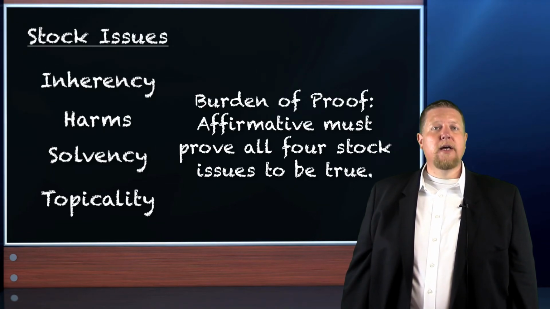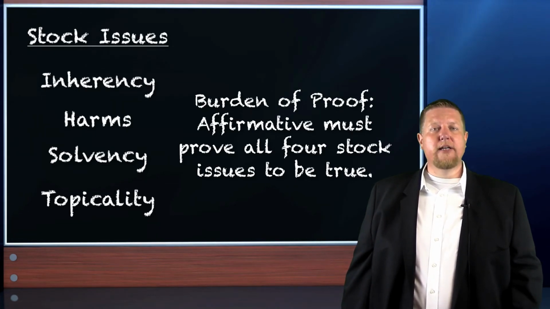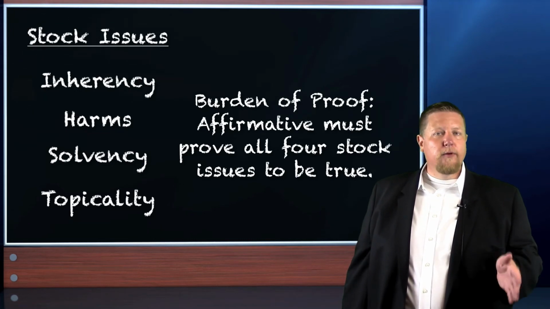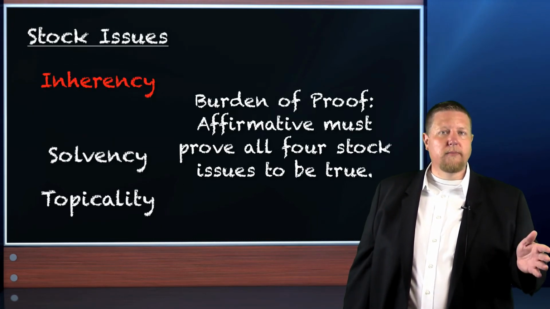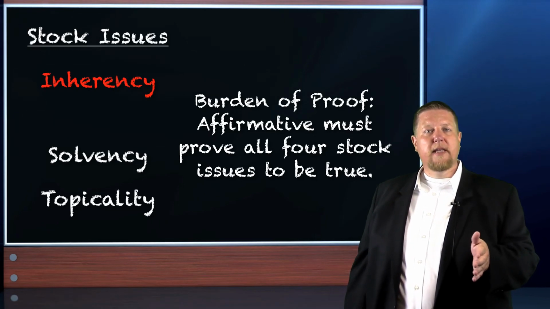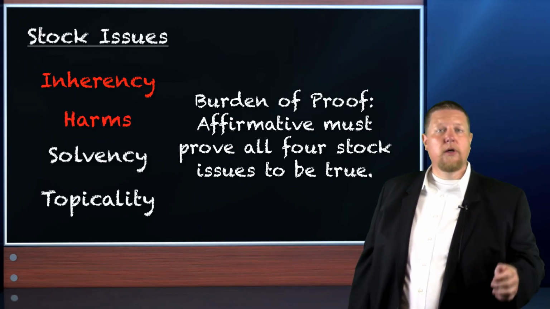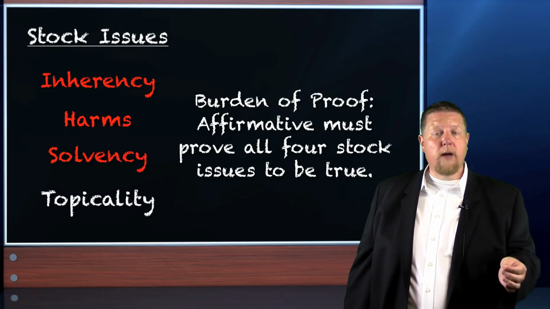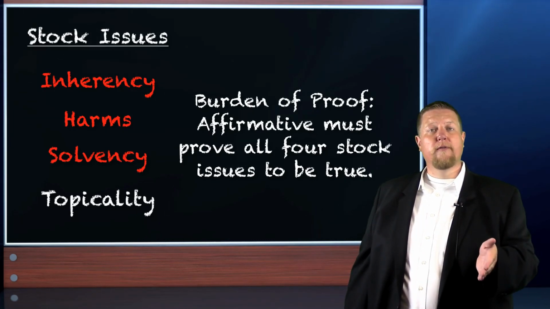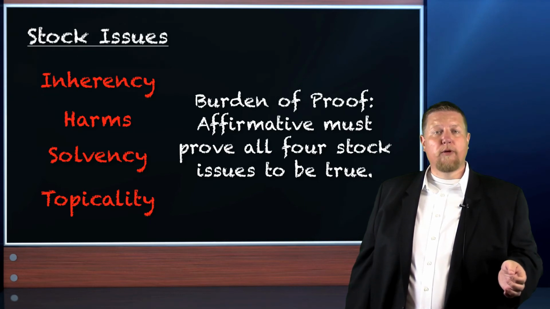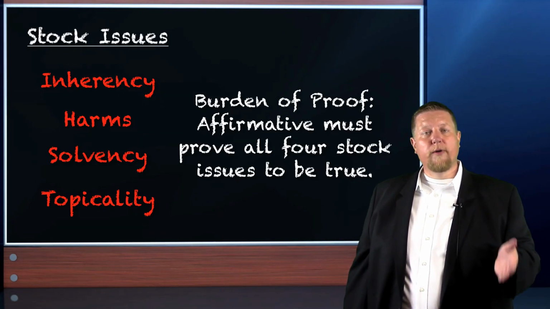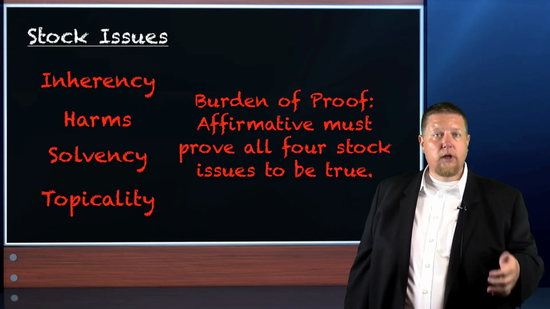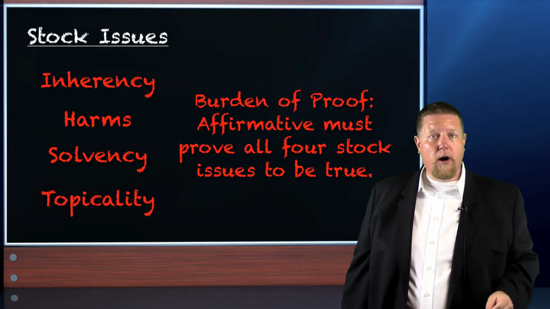You can think of these like wheels on a car, and each wheel is required for the car to be drivable. Logically speaking, the affirmative team must prove that there's a problem, or there's no reason to vote affirmative. They must prove that the problem has harms, or there's no reason to vote affirmative. They must prove that their proposed plan solves the problem, or there's no reason to vote affirmative. And they must prove that their proposed plan is topical, or there's no reason to vote affirmative. If any of those wheels are removed, the car is undrivable, no matter how good the other wheels are.